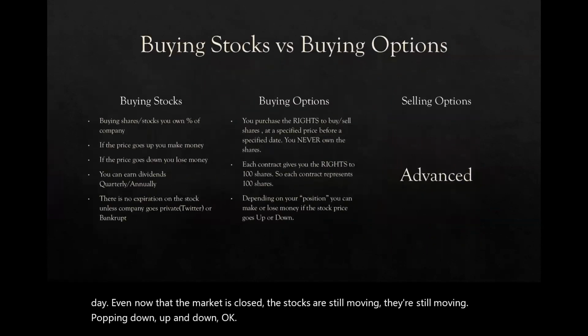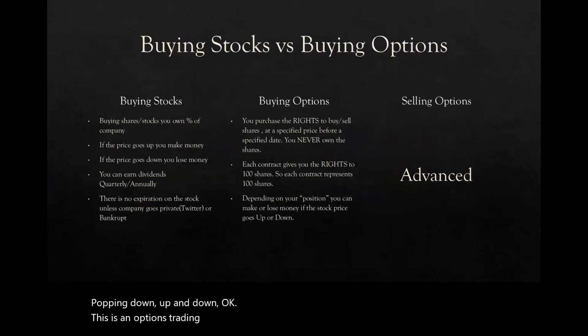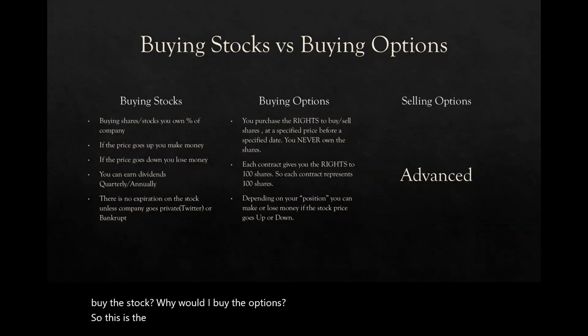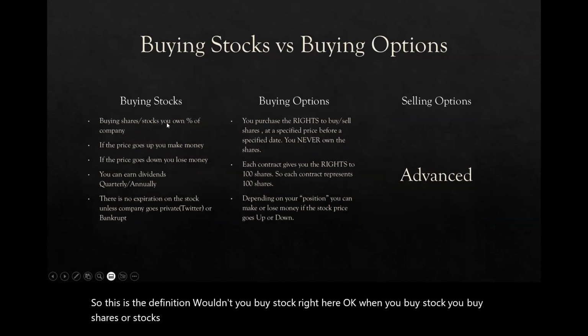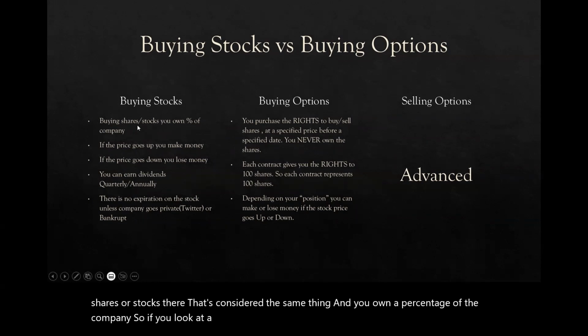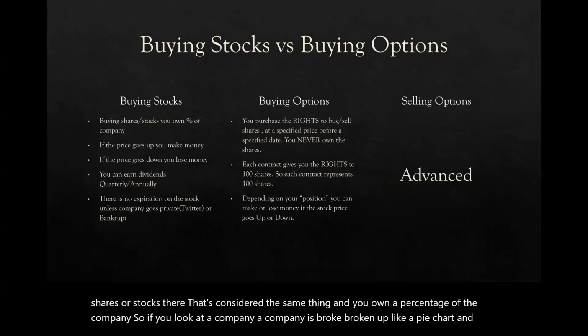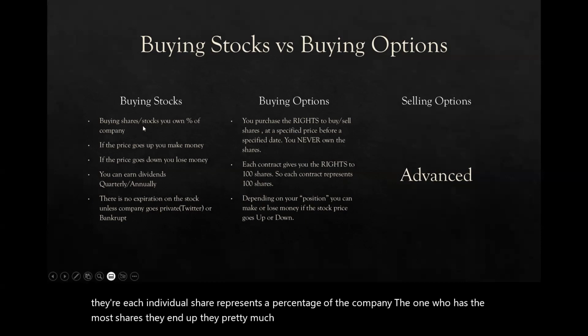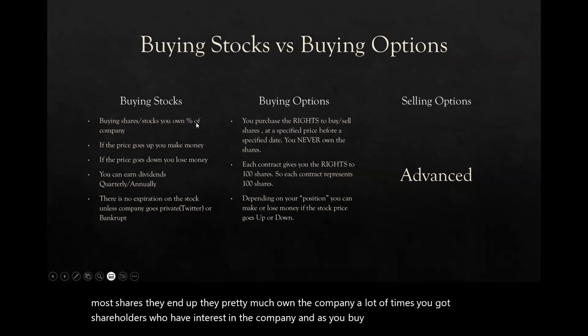So this is an options trading course, and most people would be like, hey, Lamar, why wouldn't I just buy the stock? Why would I buy the options? So this is the definition of when you buy stock. When you buy stock, you buy shares or stocks. That's considered the same thing. And you own a percentage of the company. If you look at a company as broken up like a pie chart, each individual share represents a percentage of the company. The one who has the most shares pretty much owns the company. A lot of times you've got shareholders who have interest in the company. And as you buy stock, you're pretty much buying a part of the company.